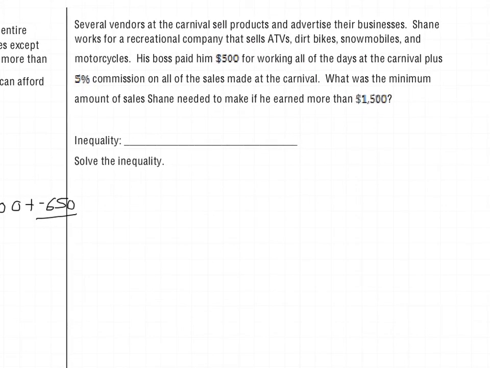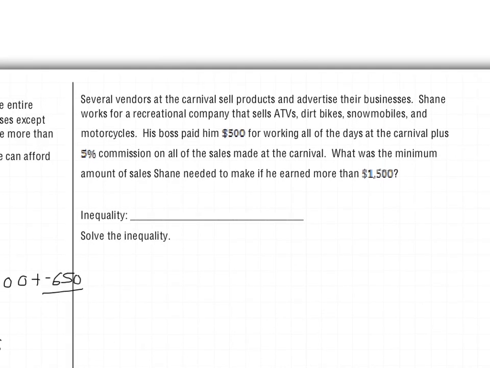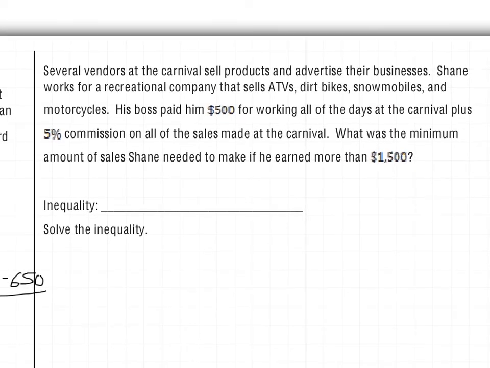Same story. Go ahead and write your inequality on your own. Solve the inequality on your own, again checking in with your team before you move forward, and then interpret the solution. All right. Several vendors at a carnival sell products and advertise their business. Shane works for a recreational company that sells ATVs, dirt bikes, snowmobiles, and motorcycles. His boss paid him $500 for working all of the days of the carnival, plus 5% commission on the sales that he made. What is the minimum amount of sales that Shane needs to make to earn more than $1,500?